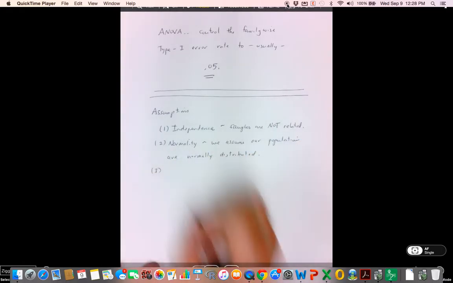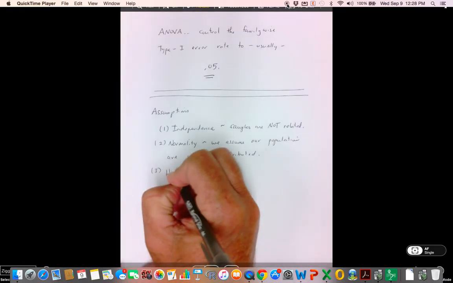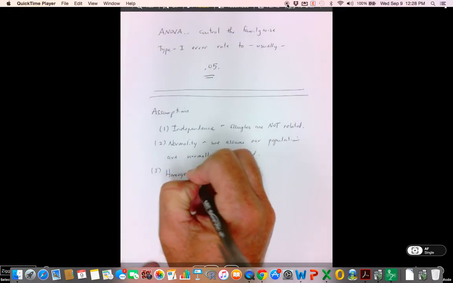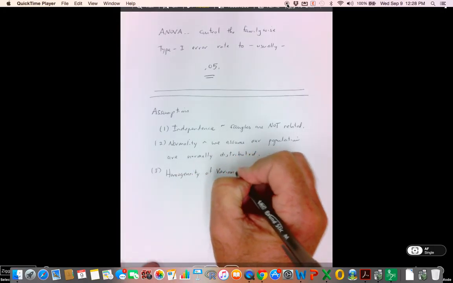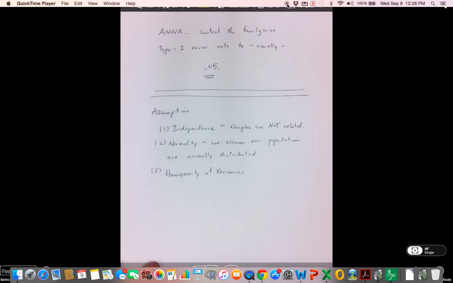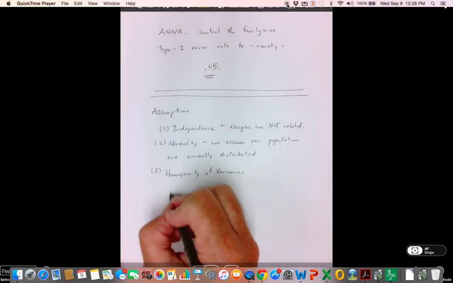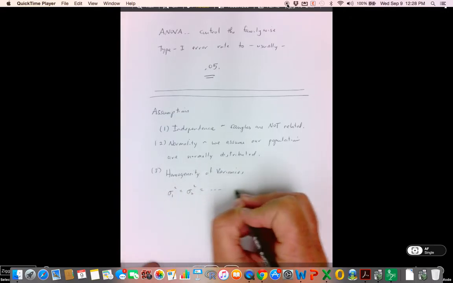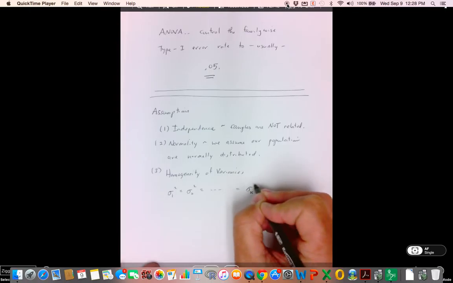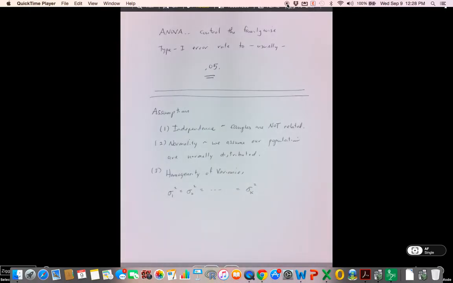And the third thing that we have as an assumption for ANOVA is we assume we have what's called homogeneity of variances. So we assume, just as we talked about before, that the variances of the populations, of the K populations, is the same.